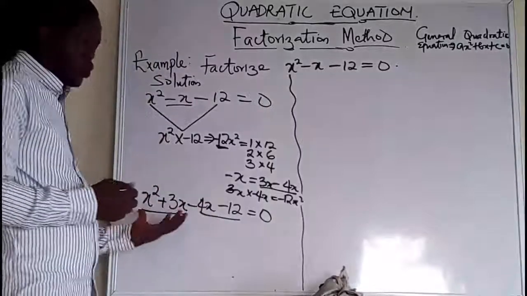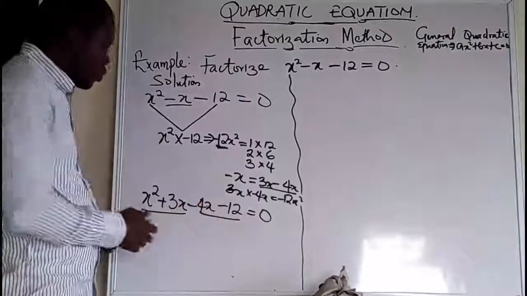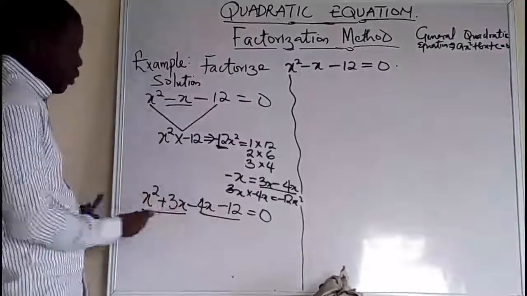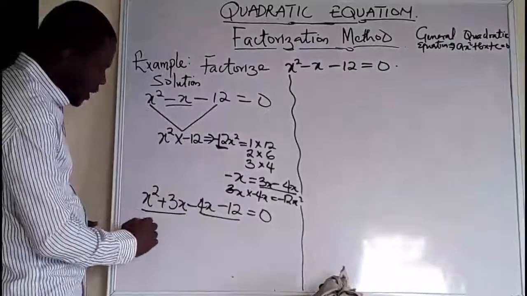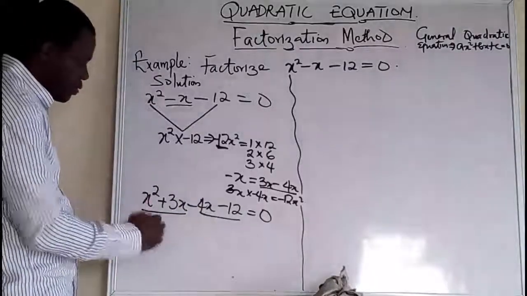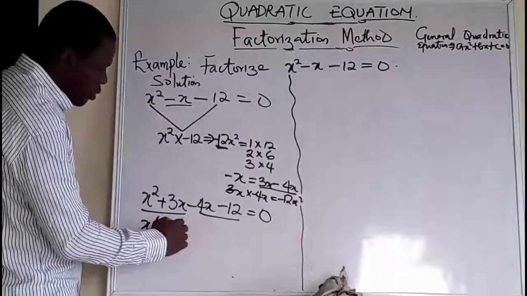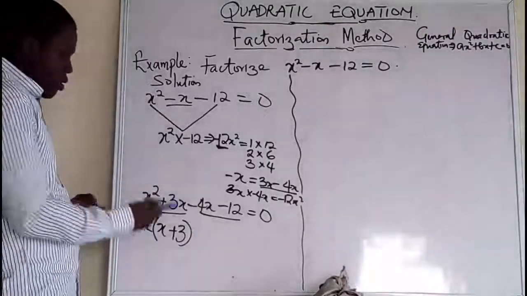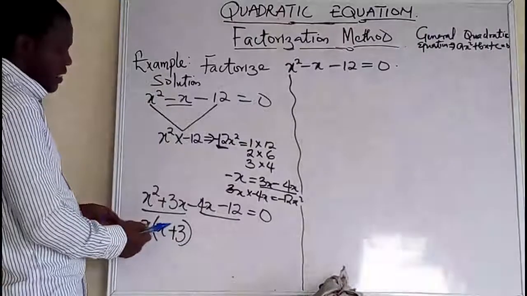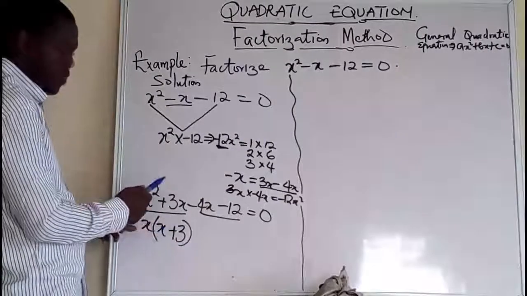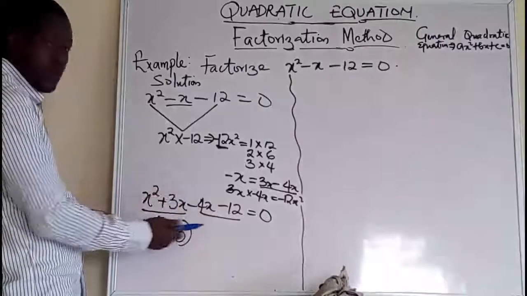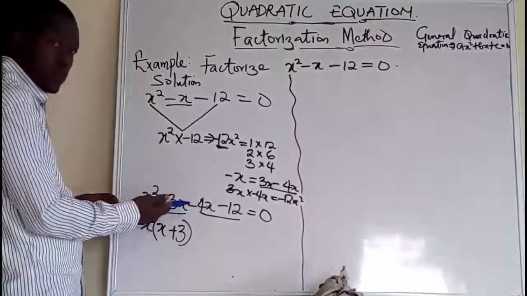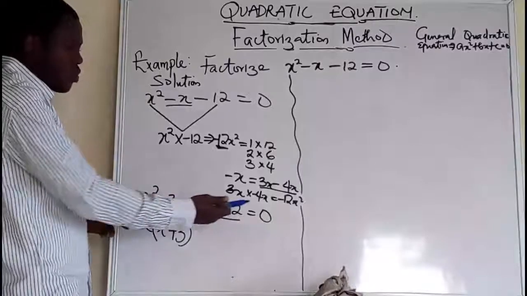We are going to take it two at a time like this. So we'll look at these two terms here. What is common in the two of them? x is common. Take x out, open bracket. x will be left here, plus 3. When you open this bracket with x, that's x times x, you must have x squared, and x times plus 3, you must have plus 3x. So if after you open the bracket you are unable to get this one back, that means what you have factorized is wrong.